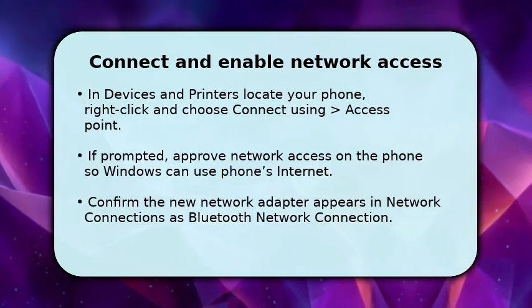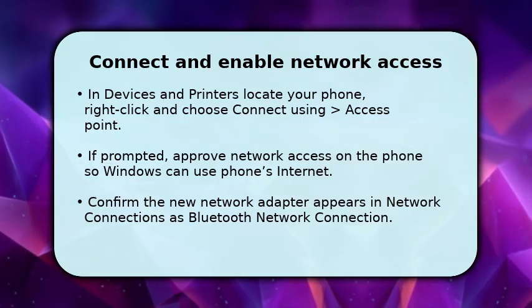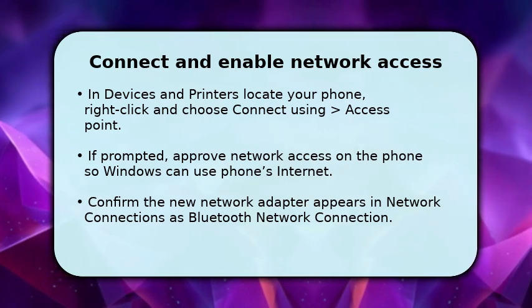Then check network connections on Windows to confirm a Bluetooth network connection adapter appears and receives an IP. That confirms Windows will route traffic through the phone's data link.